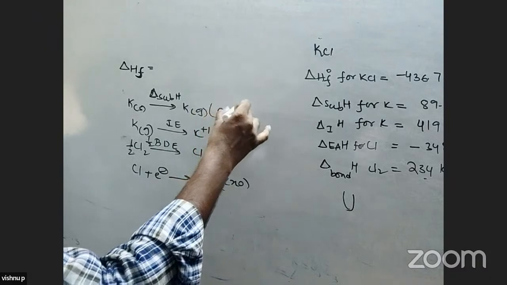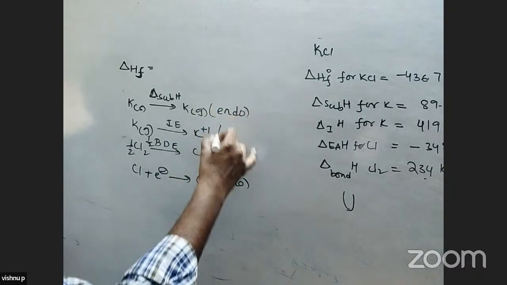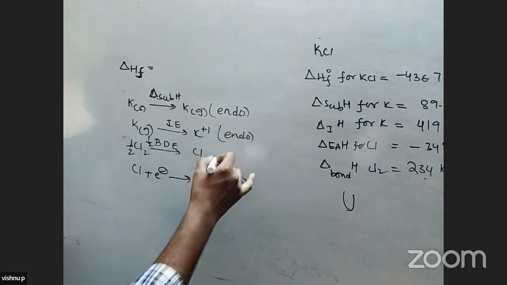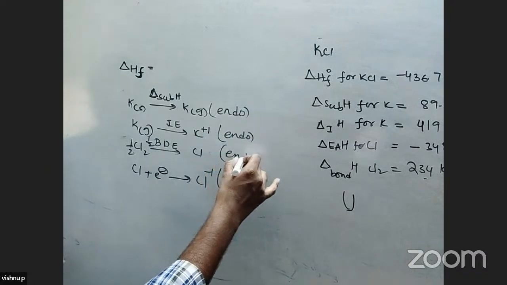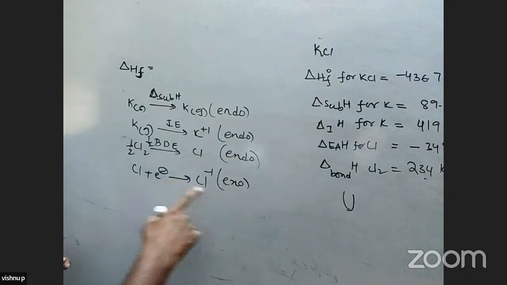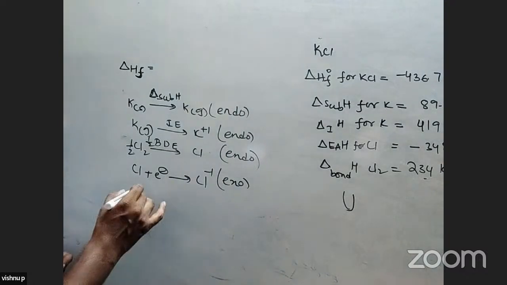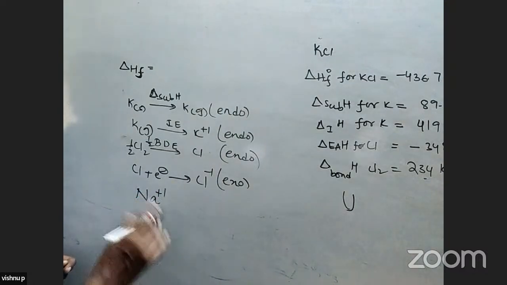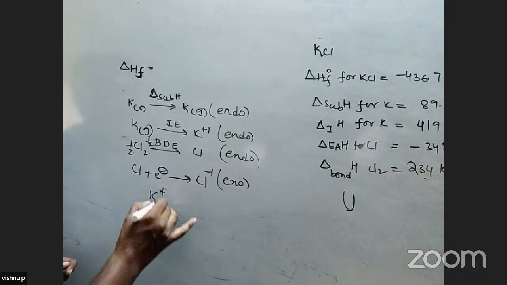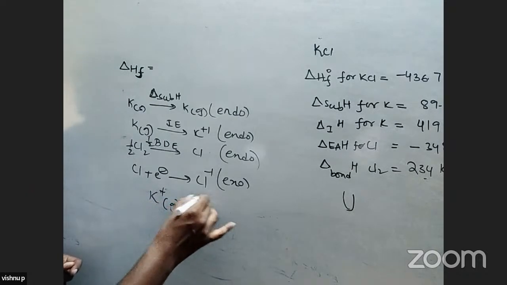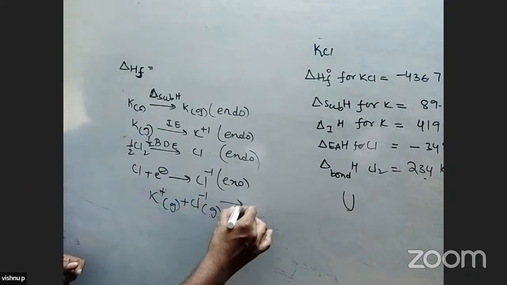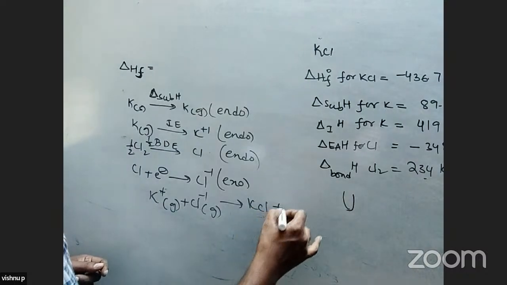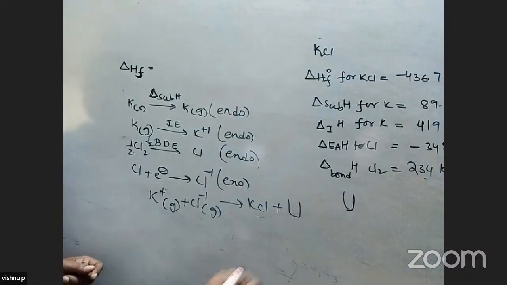Sublimation enthalpy is an endothermic process. Ionization is an endothermic process. Bond dissociation is an endothermic process. Formation of Cl minus is exothermic. K plus in the gaseous state and Cl minus in the gaseous state, 1 mole combined to form KCl. Here the energy evolved is called lattice enthalpy.